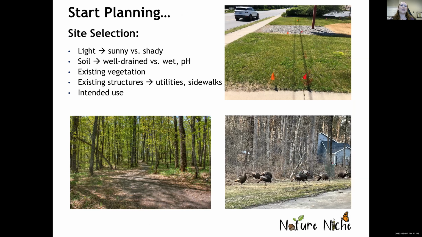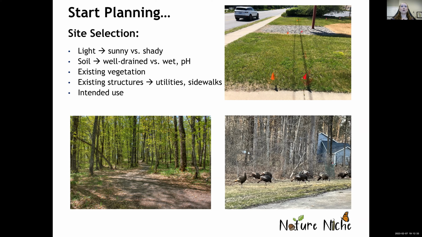So let's start planning. First, you have to select your site and think about some important site factors like light availability. Is it sunny or shady? What are your soils like? Are they well drained? Are they really wet? Do you have some sort of extreme pH you need to take into consideration? What's the existing vegetation? Do you have invasive species you need to try to control first? Do you have really nice native vegetation that you want to work around and complement with new plantings?